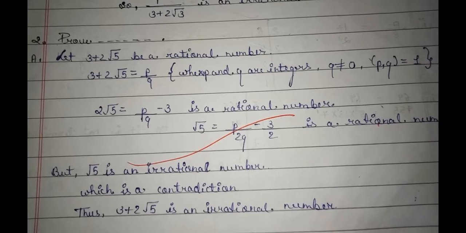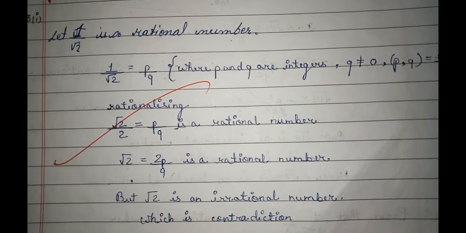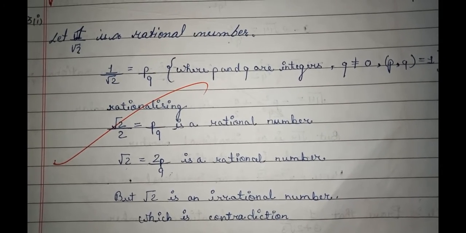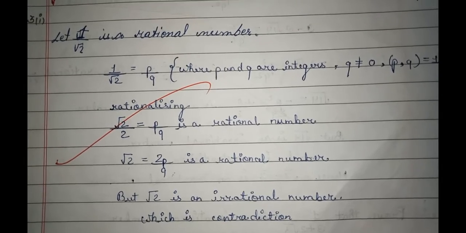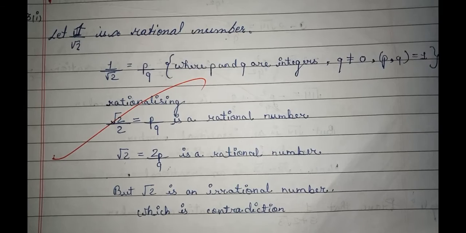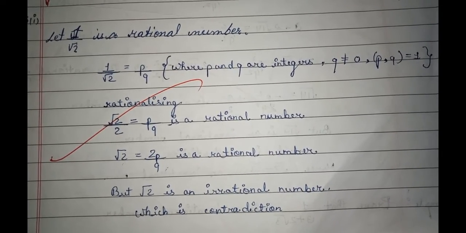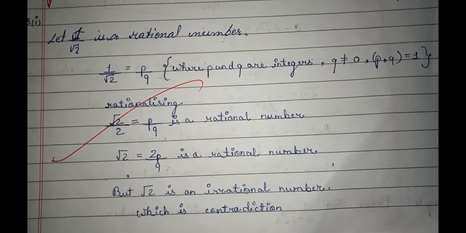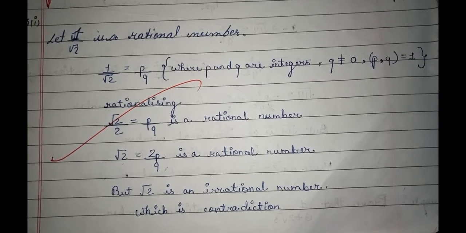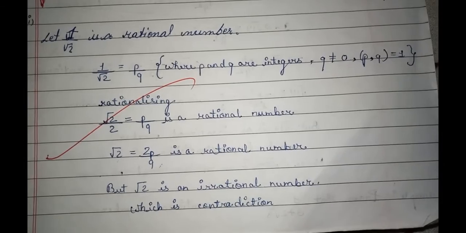Moving to question number 3. Question number 3, we have to prove these numbers as irrational. Now again we have to prove that 1 by root 2 is an irrational number. Okay. So firstly we will consider that 1 by root 2 is a rational number. So again we can write it in the form of P upon Q, where P and Q are integers and Q does not equal 0. Also P and Q can't have any common factors, so their HCF must be 1.